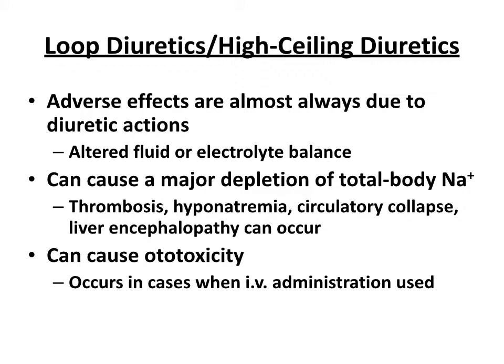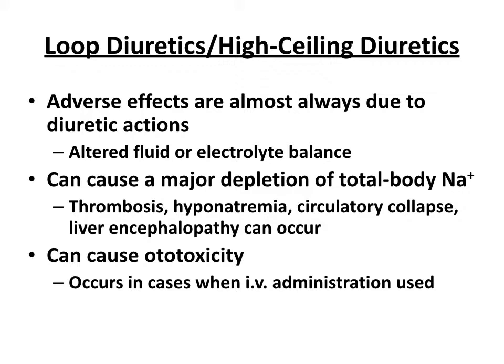Okay, in terms of adverse effects, the adverse effects of these guys are going to be due to the fact that they work very well, and in particular, you can cause too much ion excretion, so you can cause electrolyte imbalances with loop diuretics. And you can also get this major depletion of total body sodium, which is hyponatremia, not enough sodium in your body. That, of course, is going to be problematic, and can even go to the extent of causing circulatory collapse. So if he's taking too many of these things.